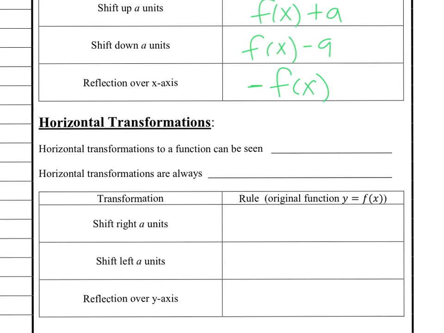Moving on, let's do horizontal. So horizontal transformations to a function can be seen inside the parentheses. This is your HOX, inside the parentheses. Horizontal transformations are always opposite of what you would expect.